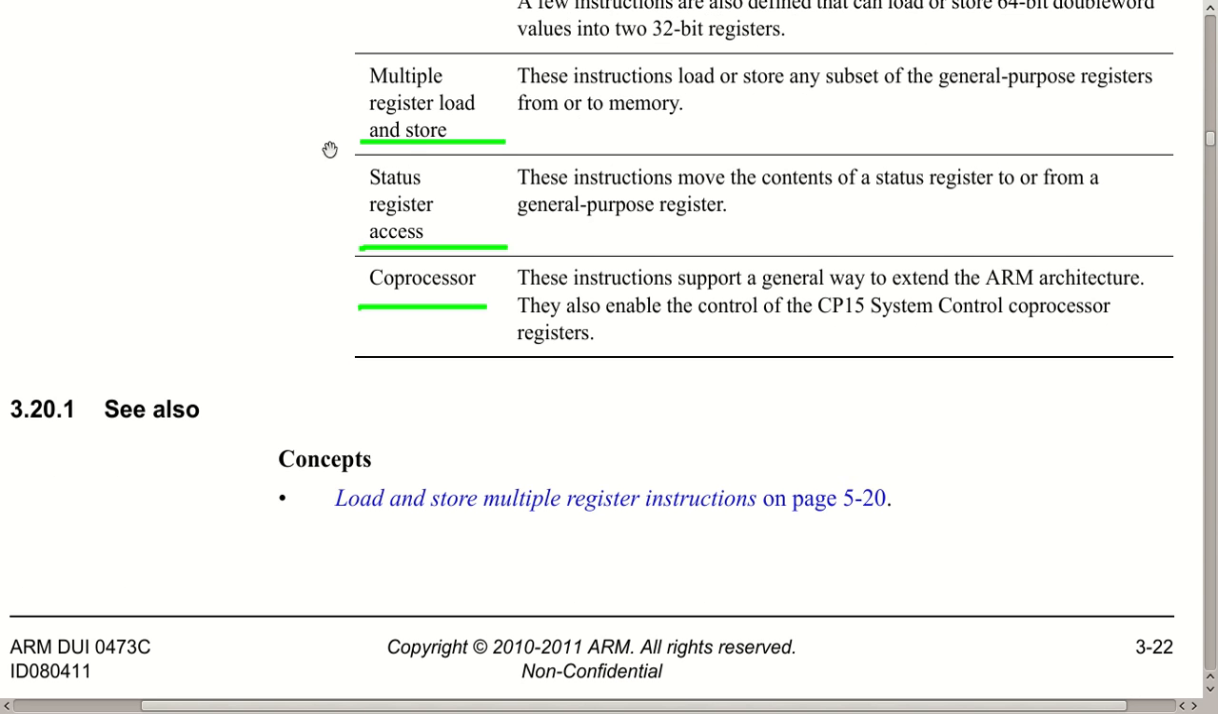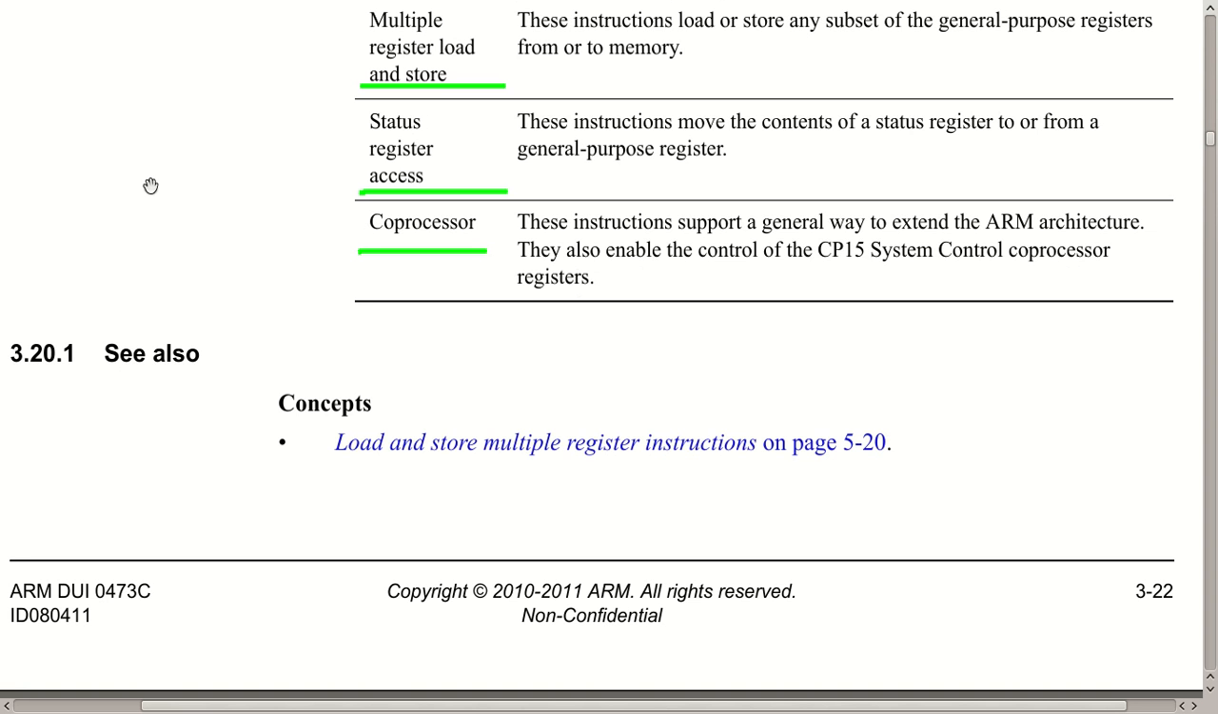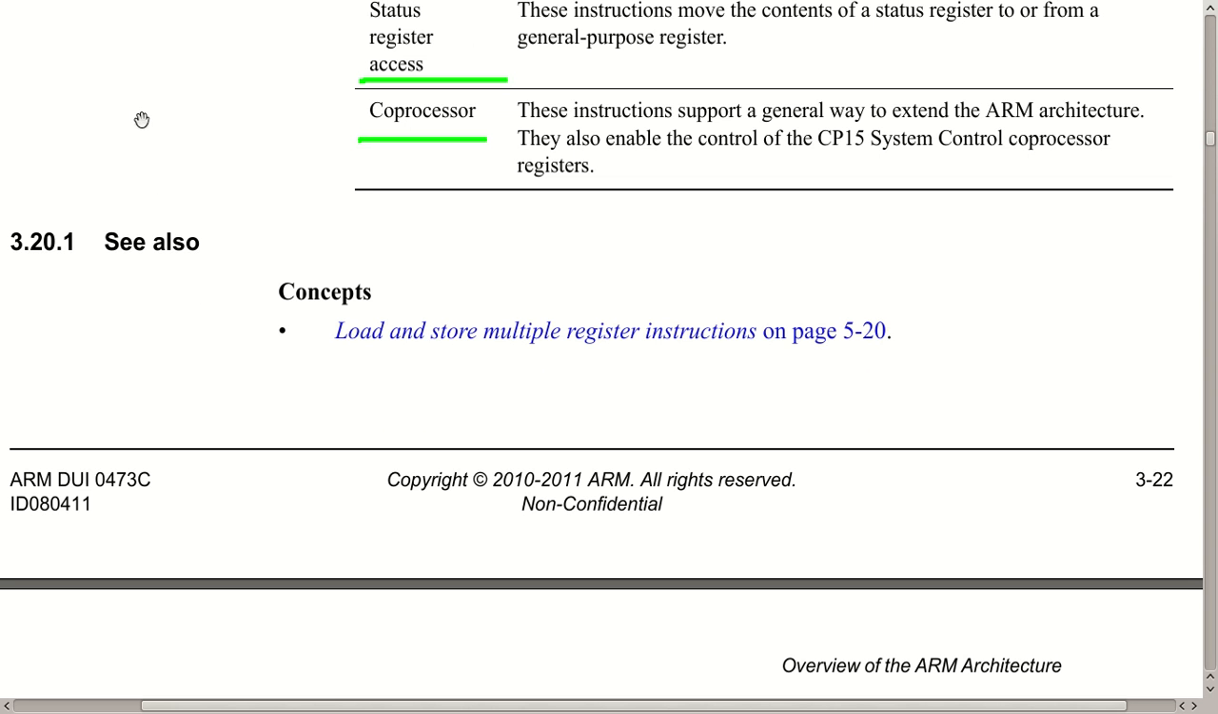Then we have multiple register load and store instructions. These instructions load or store any subset of the general purpose registers from or to memory. Then we have status register access instructions, where we can access the CPSR flag bits. Then we have some co-processor instructions which are used to give additional features in the ARM architecture.